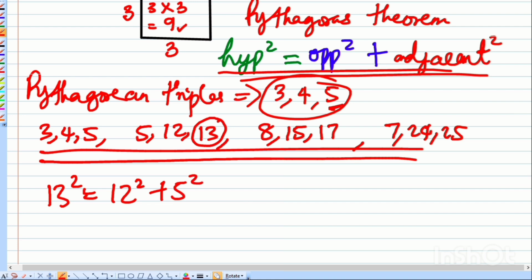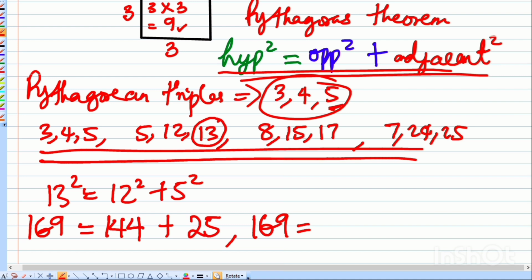Sometimes they're going to give you 3 sets of numbers and ask you to confirm if they are Pythagorean triples or not. So what you're going to do is just use the Pythagoras theorem. They are Pythagorean triples if the longest side, which is 13 squared, is equal to the sum of squares of the other sides. So let's do that. 13 times 13 is 169. 12 times 12 is 144. 5 times 5 is 25. So obviously you see that 169 is equal to 144 plus 25, which is 169. That's why we are saying that 5, 12, and 13 are Pythagorean triples.